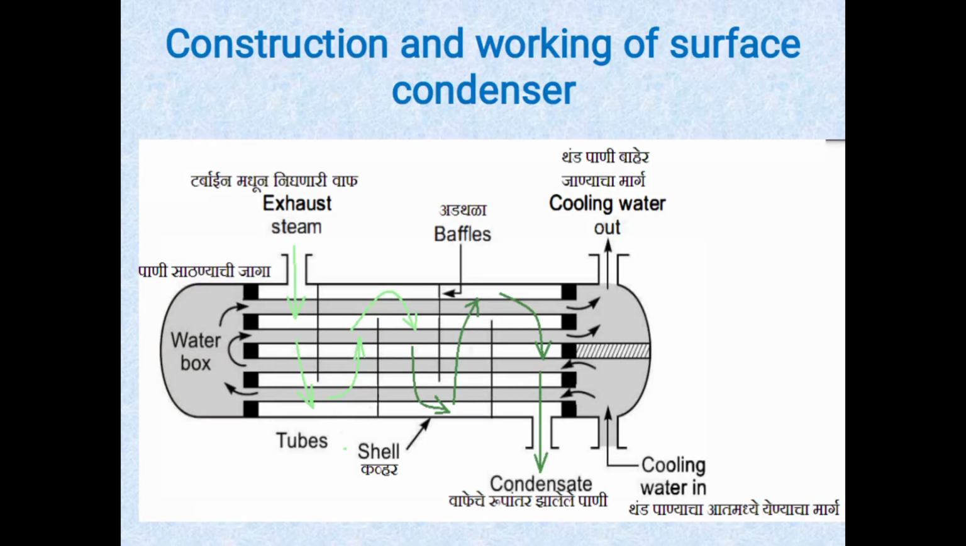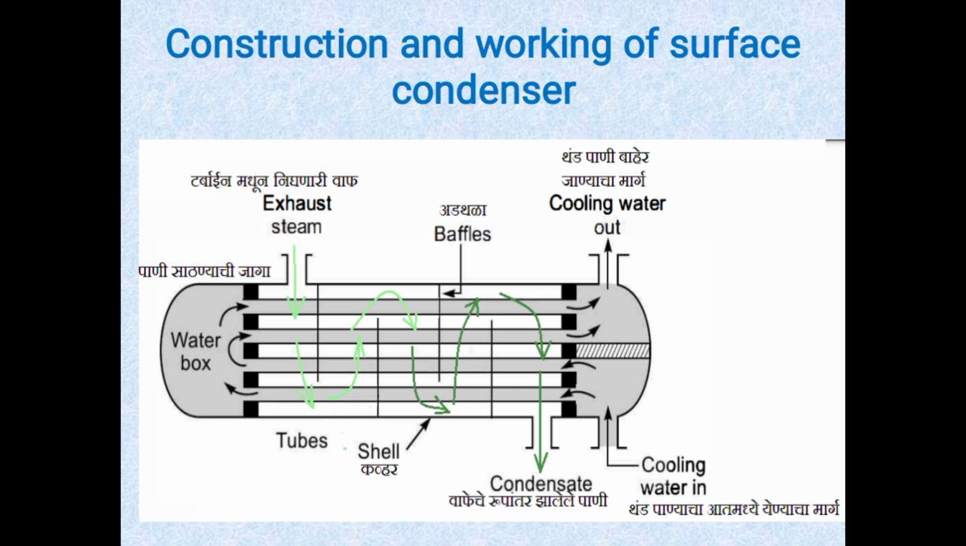Hello friends, today we will see the working of surface condenser. First of all, we will see what is condenser. Condenser is a device which converts exhaust steam from the turbine into the water so as to supply it to the boiler. Now, when we have to convert steam into water, we need a cooling water.